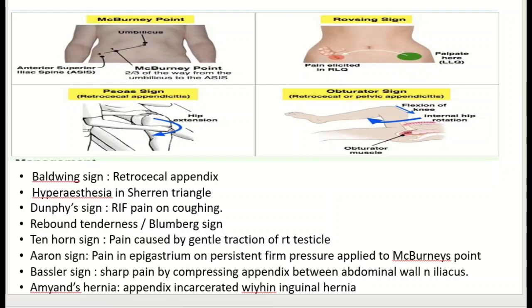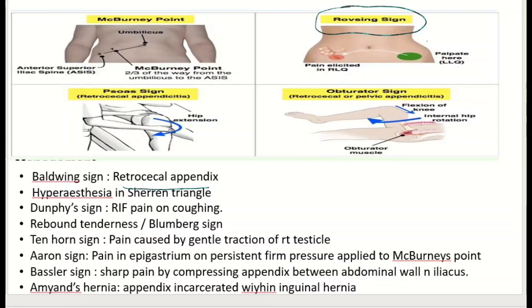Now coming to other different signs which are specific to appendicitis, there is Baldwin sign. Baldwin sign is seen in case of retrocecal appendix. What happens here is, when the legs of the patient are lifted off the bed with knee extended, the patient complains of pain while we press over the flanks. So that is called Baldwin sign, and it is seen in case of retrocecal appendix.